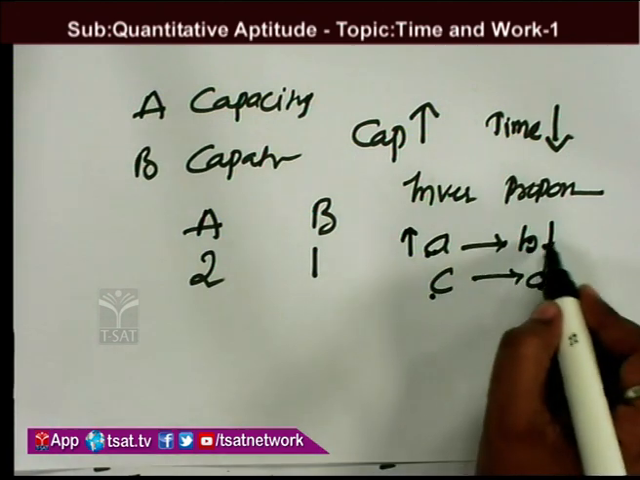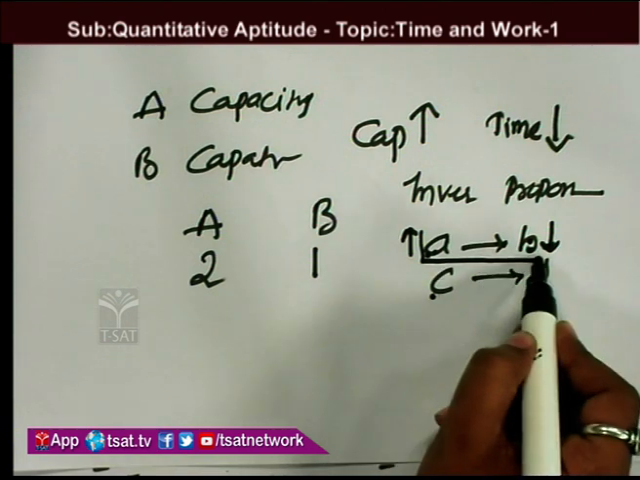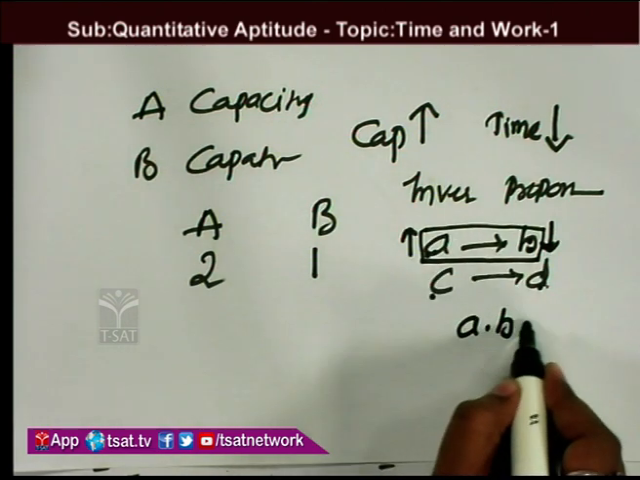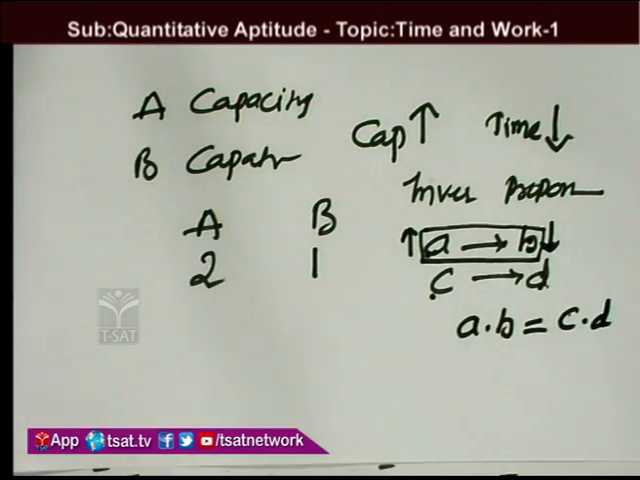In this inversely proportional theory, we apply multiplication of both, that is A into B is equal to C into D. So this is what we are going to apply in this method.